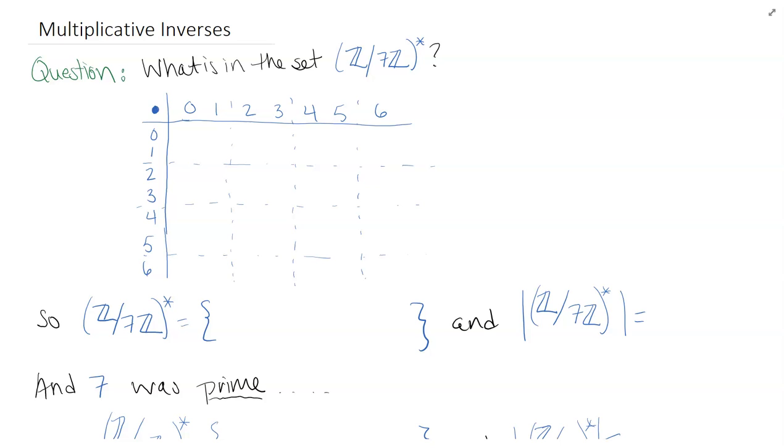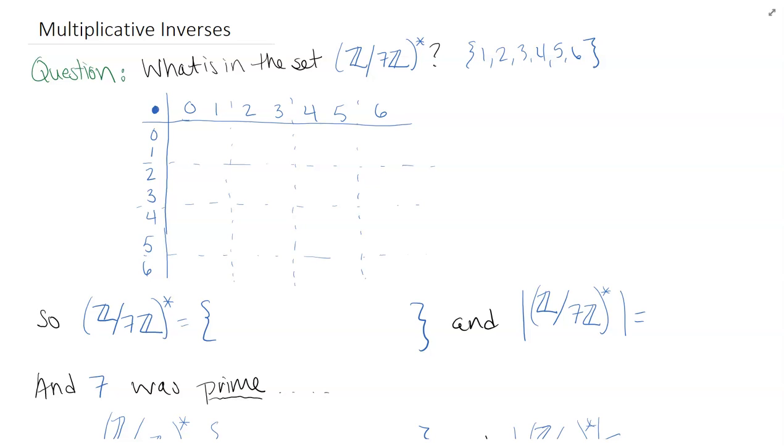Well, this set, remember that star means the group of units, and so that means the values in this set that have a multiplicative inverse. And so really this should be the numbers 1, which is its own multiplicative inverse, 2, 3, 4, 5, and 6 are all going to be in here. If you notice, there are 6 things in there, which happens to be 1 less than 7.